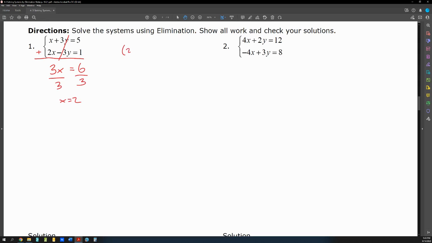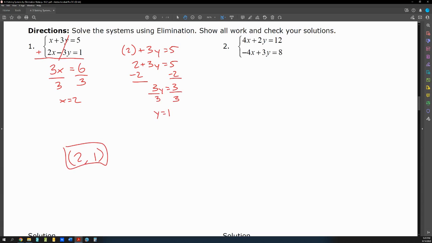Plugging into one of the original equations, I'll do the first equation. So 2 plus 3y is equal to 5. Subtracting 2 from both sides, we get 3y is equal to 3. And dividing both sides by 3, we get y is equal to 1. So our solution as an xy ordered pair is 2, 1.